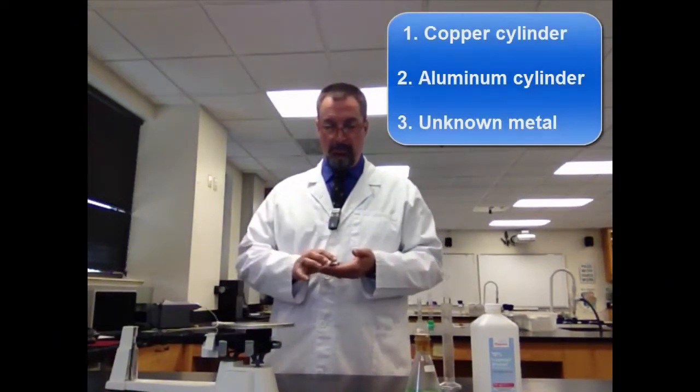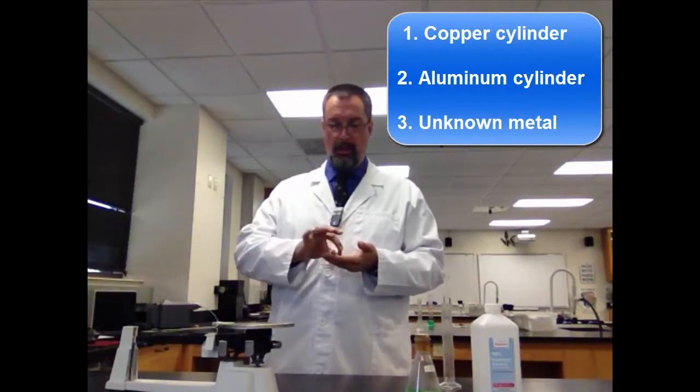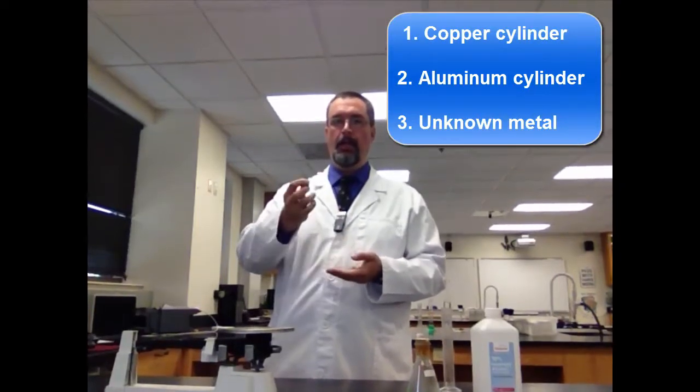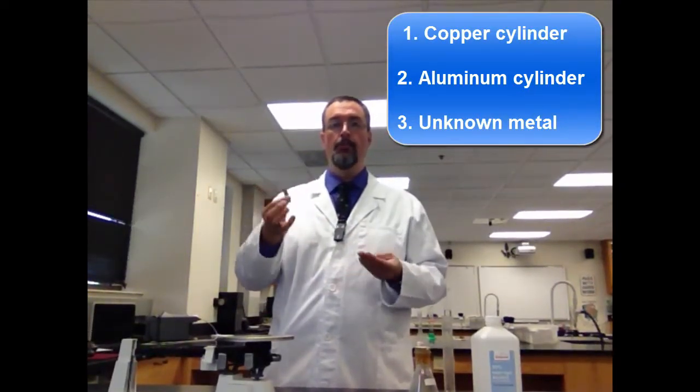You need to determine the mass of the sample and then the volume of the sample, and then you divide mass divided by volume, and that's your density. Part one of this lab involves the density of solids. The solids that we're using again are a copper cylinder, an aluminum cylinder, and an irregularly shaped piece of unknown metal.